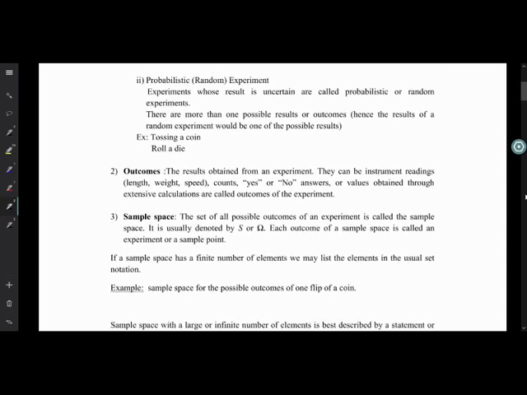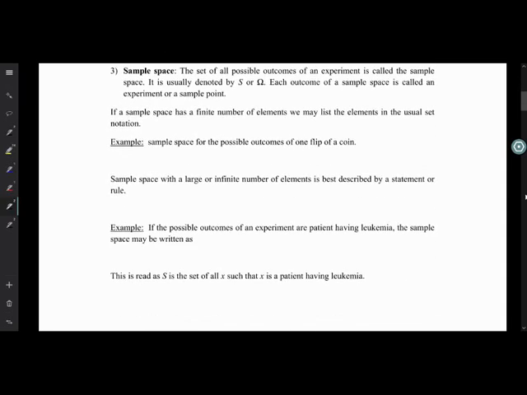The third keyword is the sample space. The set of all possible outcomes of an experiment is called the sample space. It is usually denoted by S or omega. Each outcome of a sample space is called a sample point. If a sample space has a finite number of elements, we can list those elements using the usual set notation.